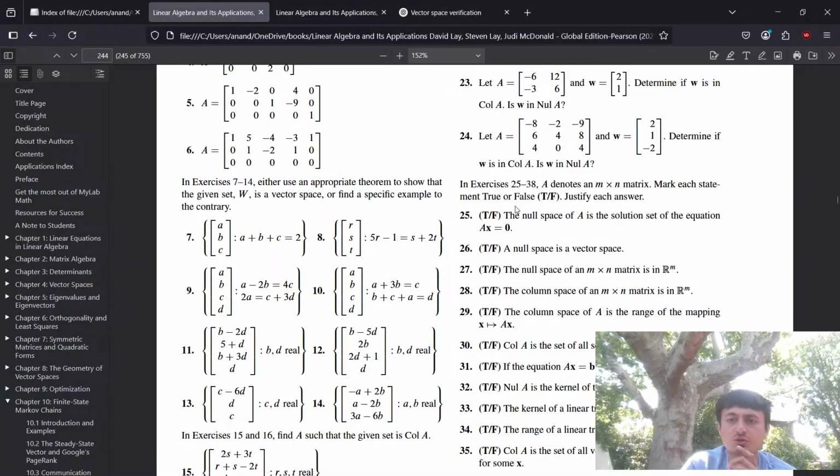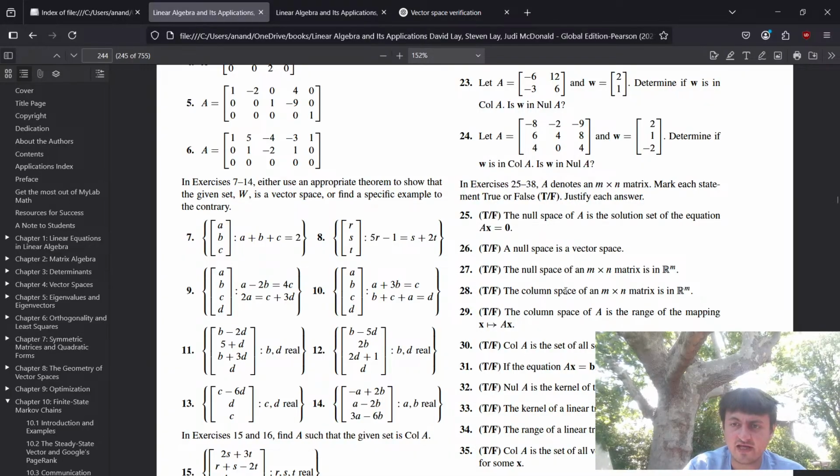Okay, let's do, so the null space of A is the solution set AX equal to 0. That's true. 26. A null space is a vector space? True. 27. The null space of an m by n matrix is in Rm. That's false because the null space is a subset of Rn. So that's false.